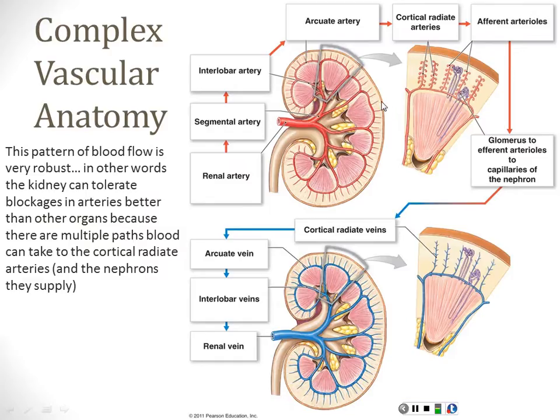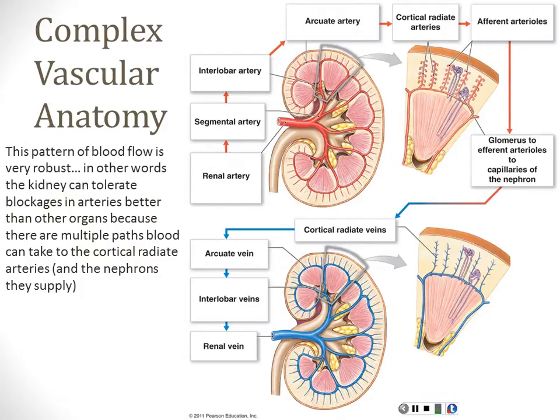Like an infarct or a blood clot in the kidney doesn't usually result in much destruction because there's all these other paths for blood to get places. So let's say you had a clot right here. Well, it wouldn't matter because blood can still get here from these two paths, right? So it makes this system really robust. And the reason for that is without the kidneys, we end up dead.